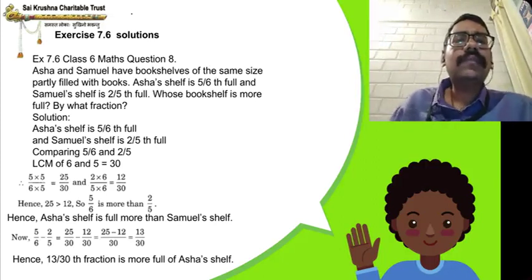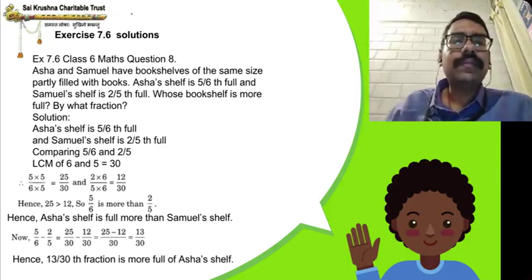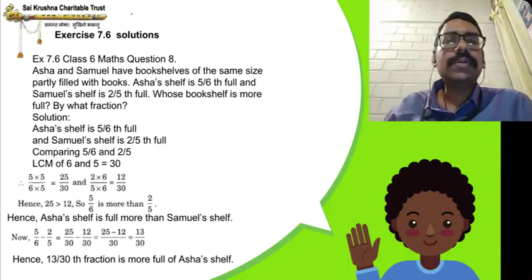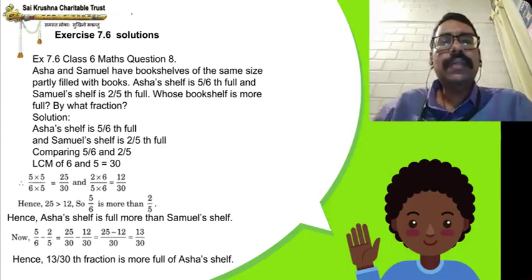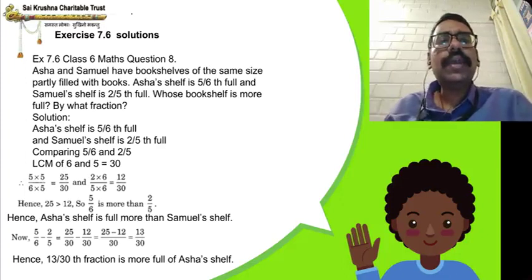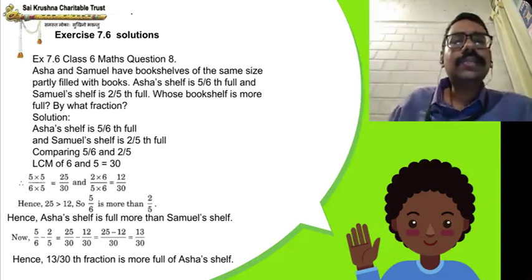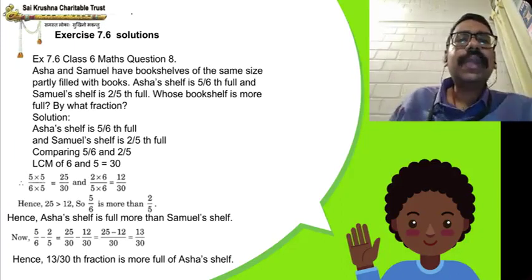Therefore, Asha's shelf is more full than Samuel's shelf. Now, by what fraction you have to find? You have to do the subtraction. 5 by 6 minus 2 by 5. 25 by 30 minus 12 by 30. How did I get 25 by 30? I have done previously. 25 by 30 minus 12 by 30, which is 13 by 30. So hence Asha's shelf is more full by 13 by 30.